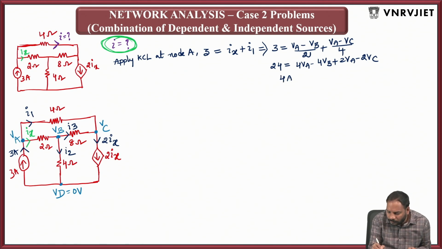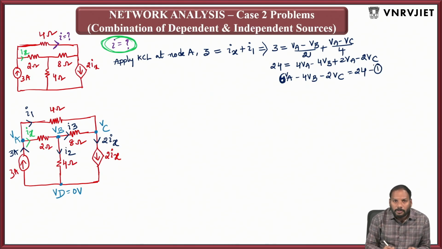Now going ahead, writing the final equation in terms of VA, VB, VC. So 4VA minus 4VB. Here you can take VA and VA, 4VA and 2VA, you can make it as 6VA directly. 6VA minus 4VB minus 2VC is equal to 24. Take it as equation 1. Now I have applied the KCL at node A, and I got the equation in terms of nodal voltages VA, VB and VC. However, one equation, 3 unknowns, we cannot solve the problem. We'll go ahead now.